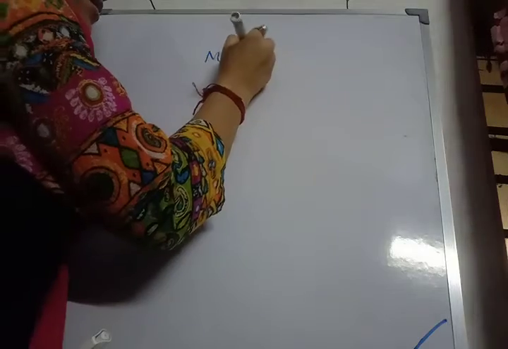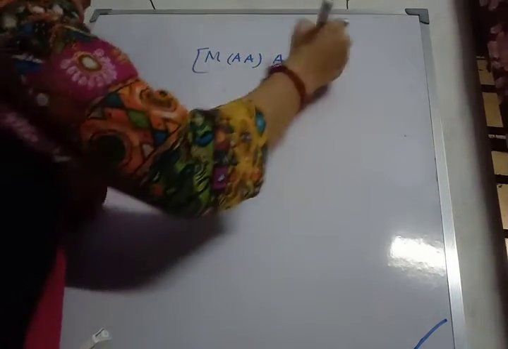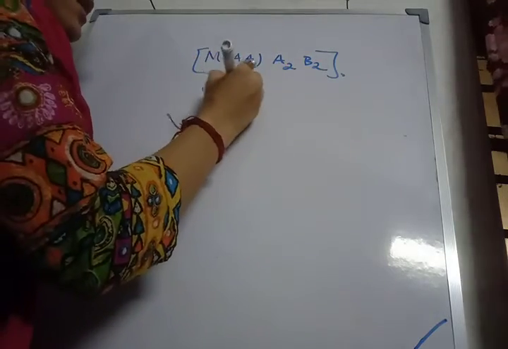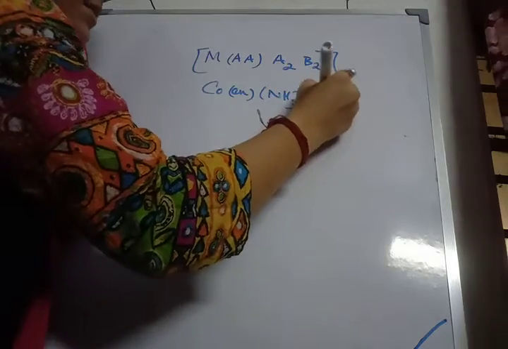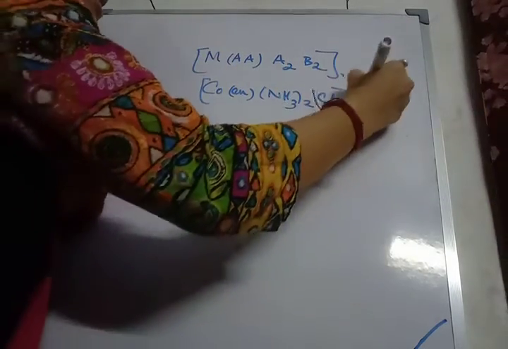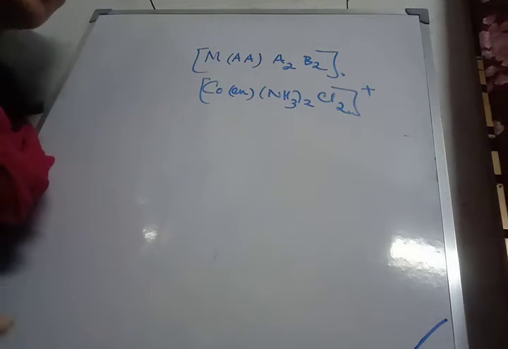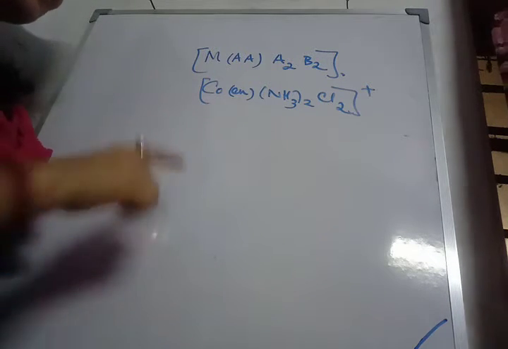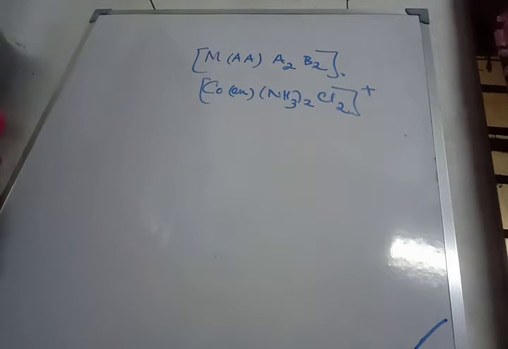Okay, next type is MAAB2... A2B2. Example, Co(en)(NH3)2Cl2, overall charge positive. Now this particular compound has two cis forms and two trans forms. So the trans forms we shall not consider. Now since it has two cis forms, overall we are going to get 4 optical isomers.